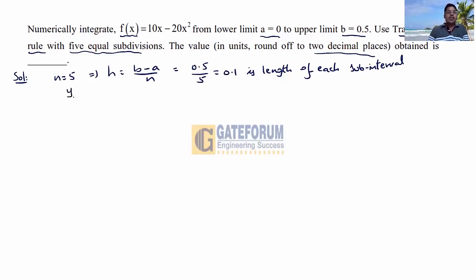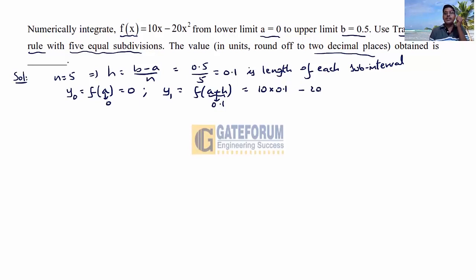Now calculating the ordinates y0, y1, etc. Function values. This is the function value at A. A is lower limit 0. So 10 into 0 minus 20 into 0 is 0. Y1 is function value f of a plus h. This becomes 0.1. So this is 10 into 0.1 minus 20 into 0.1 whole square, which is 0.01. So please calculate. So this is 1 minus 0.2, you please check. This simplifies to 0.8.